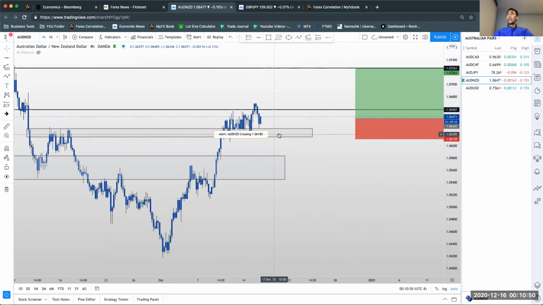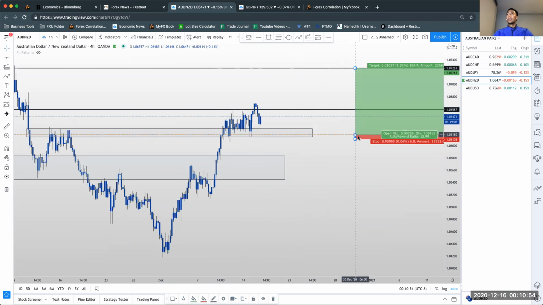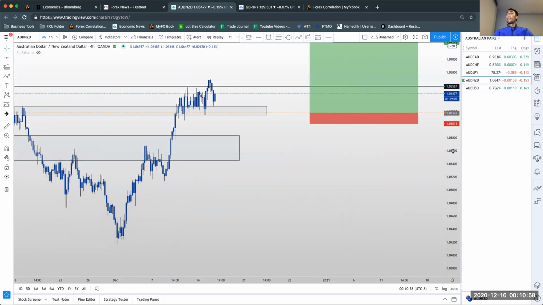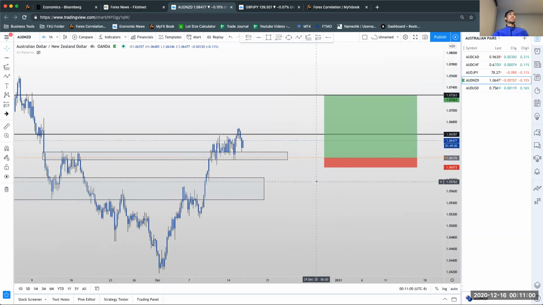I put an alert right here for it to come down before I get into a buy. So it would actually look like this. But it's really up to you guys. I'm just kind of sharing my eyeballs.